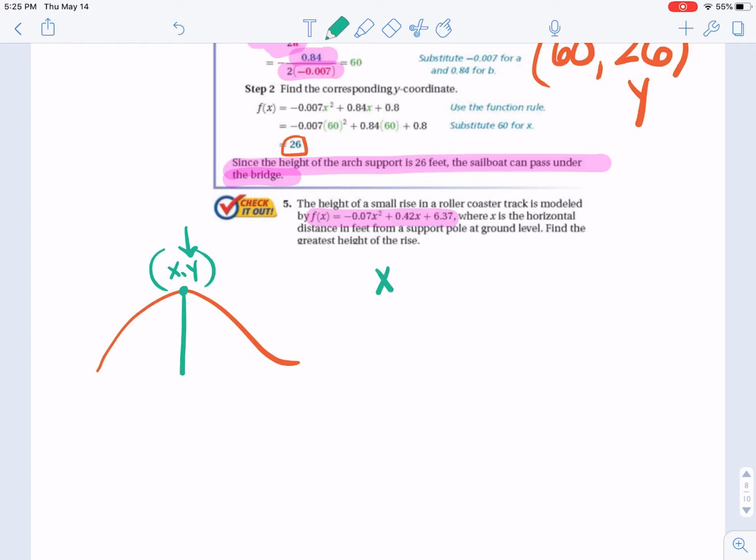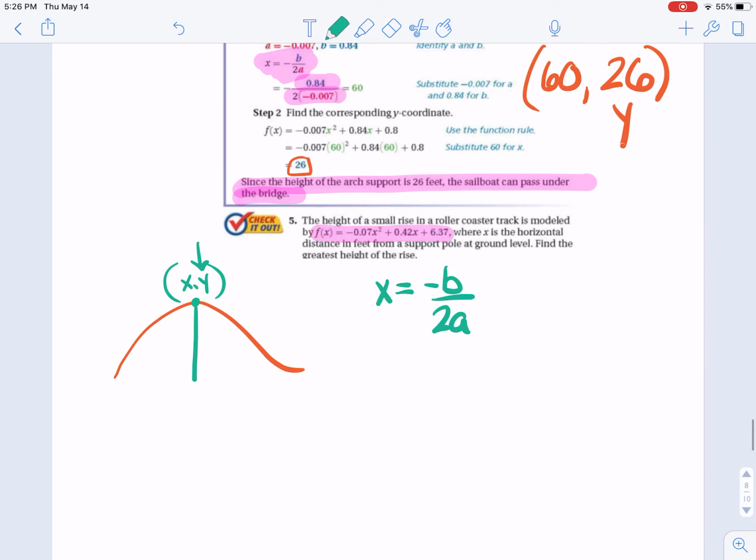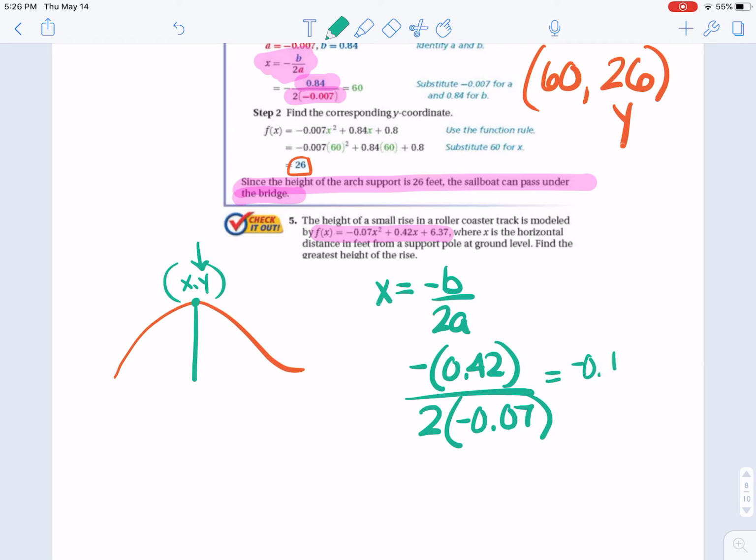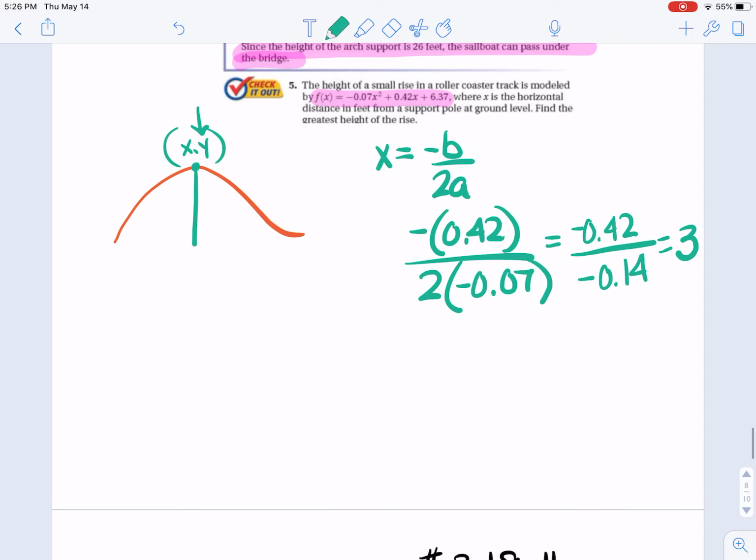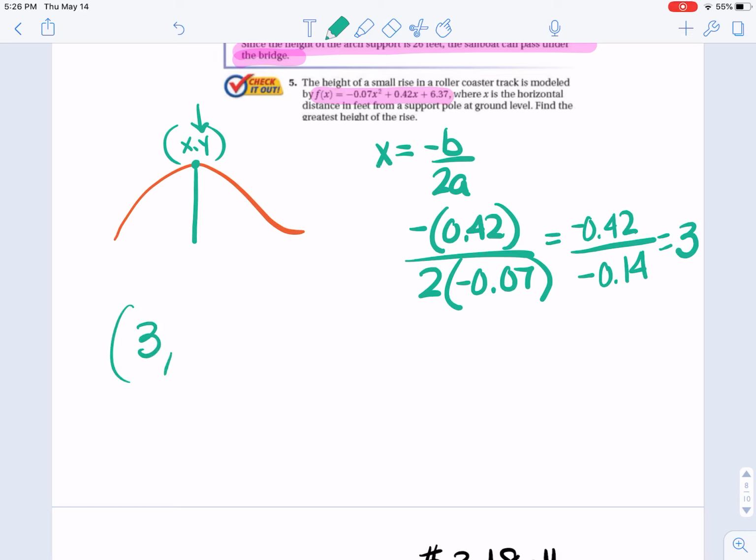So first step, I'm going to find my vertex, negative b over 2a. My b value here is 0.42. My a value is negative 0.07. So I have negative 0.42 over negative 0.14. This gives me positive 3. So 3 is the x value, but remember, it's the y value that tells me the height.